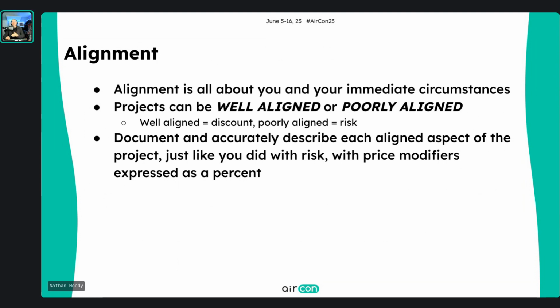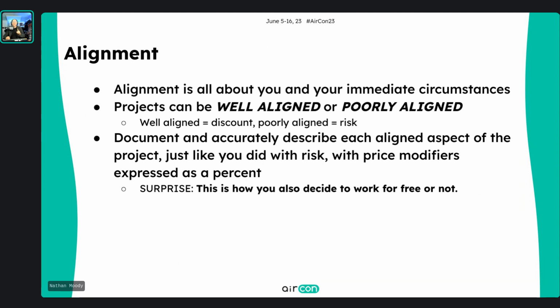Document and accurately describe every single alignment aspect, just like you did with risk. And again, apply those percentage-based price modifiers. Just gave that one away. One of the nice things about alignment, and this is one of the kind of secret sauces of this presentation, I think, is that alignment is how you can decide whether or not to work for free. I do not have a binary you should or shouldn't decision here.